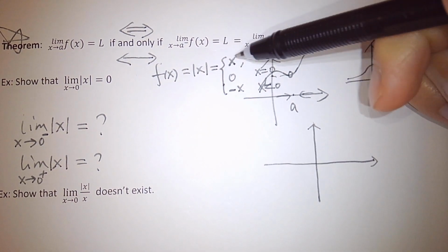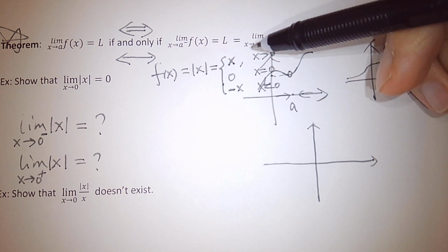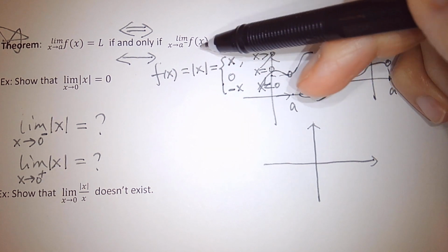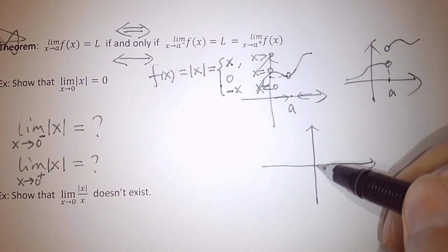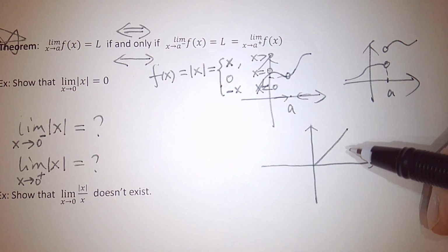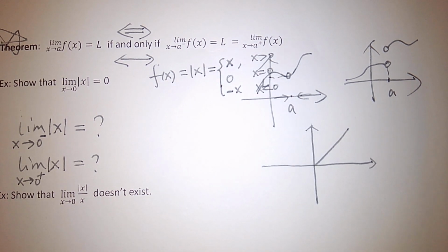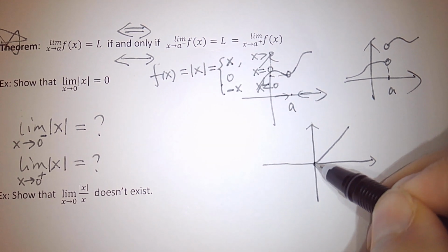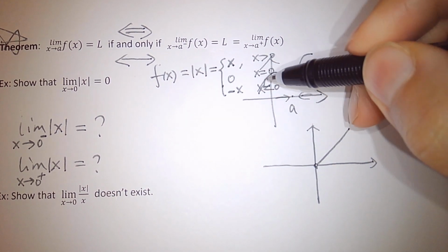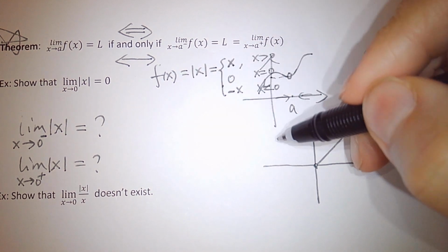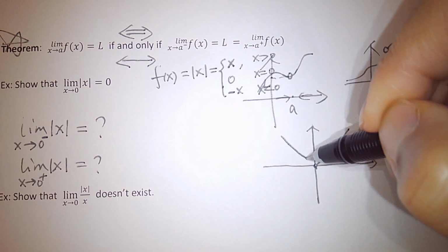If we take a picture, this graph should have three pieces. When x is positive, y equals x. You should still remember the brief shape of our absolute value function. It looks like a V. When x equals 0, y equals 0. When x is less than 0, y equals negative x. It looks like this.